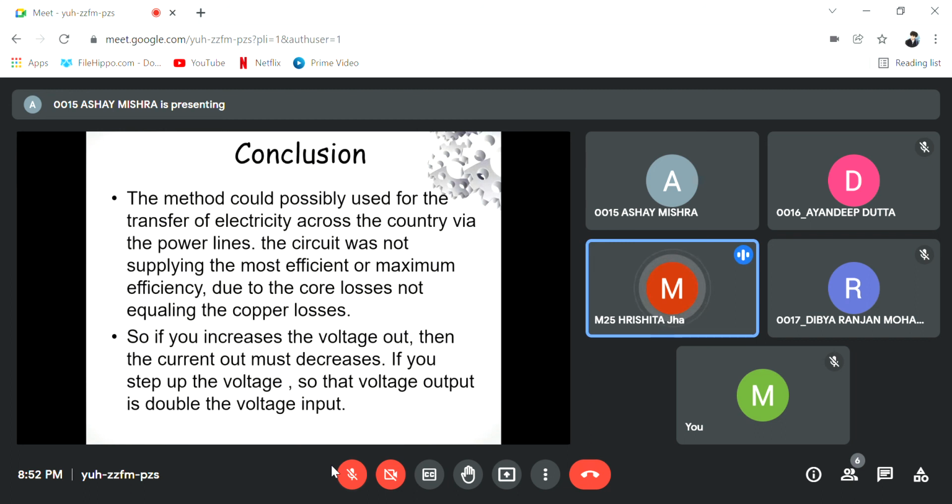The circuit was not supplying the maximum efficiency due to the core losses not equaling the copper losses. So, if you increase the voltage out, then the current out must decrease. If you step up the voltage, so that the voltage output is double the voltage input.